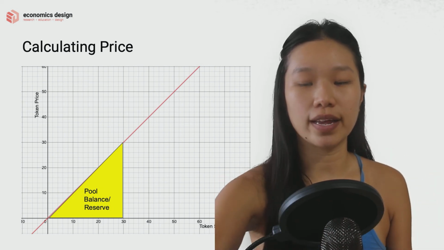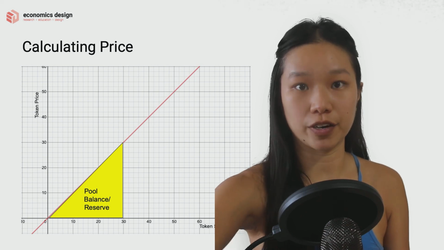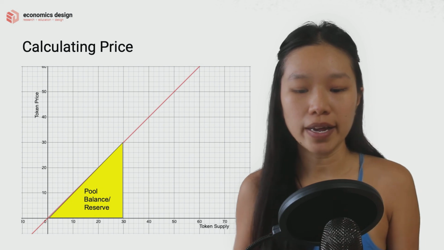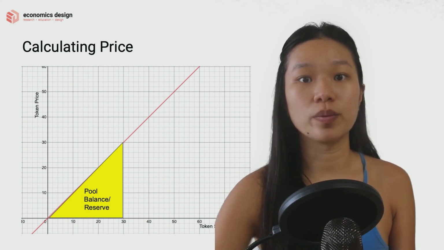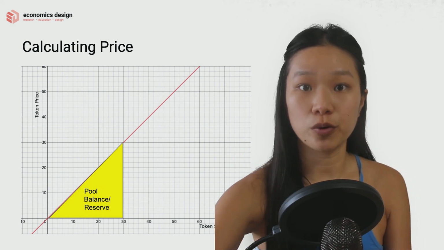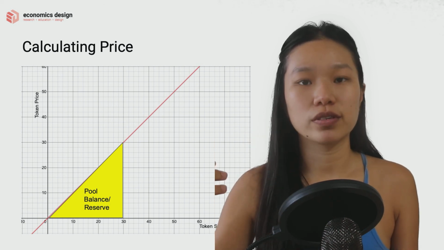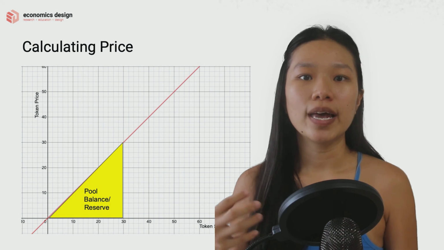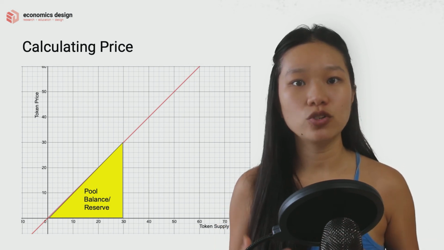So if you just integrate the curve function, and then you look at your change in token supply, that will give you the collaterals that you'll be receiving, or based on the collaterals that you're putting in, it will translate to how many tokens will be minted and given to you. So it becomes a very simple, easy way to calculate that.